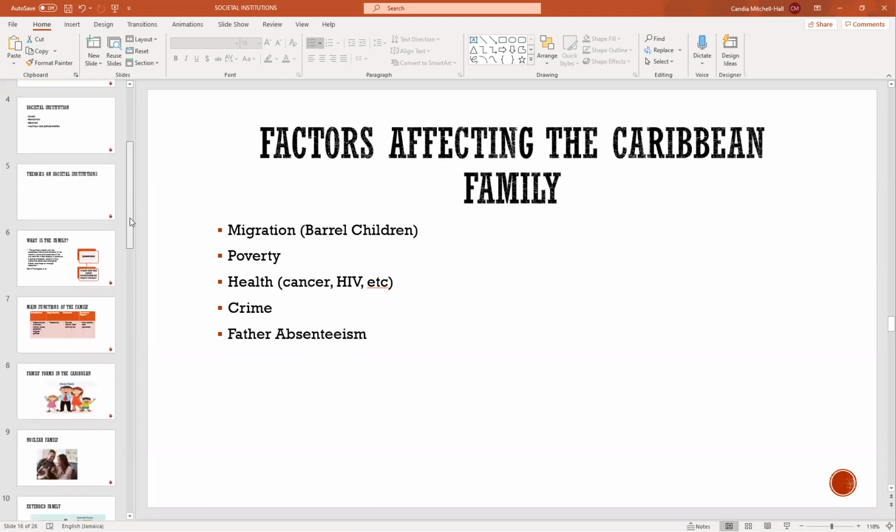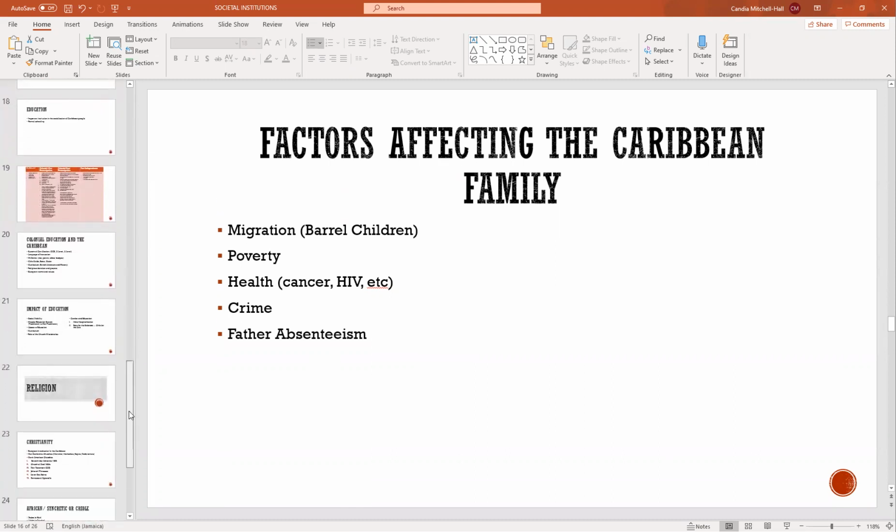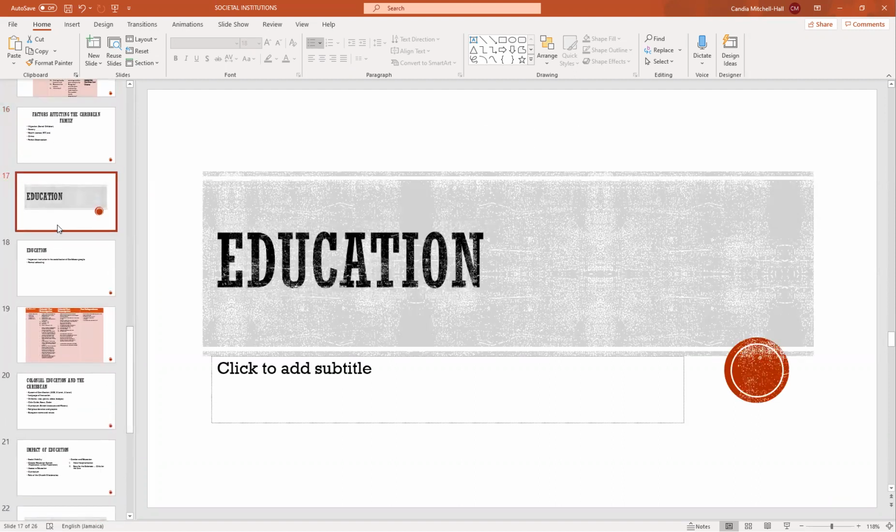All right? And so another institution in the Caribbean is the education system. Education is a very, very important part of the socialization process. You go to school, primary school or prep school, secondary school, university. And people who go to university tend to think differently from those who just didn't attend university.